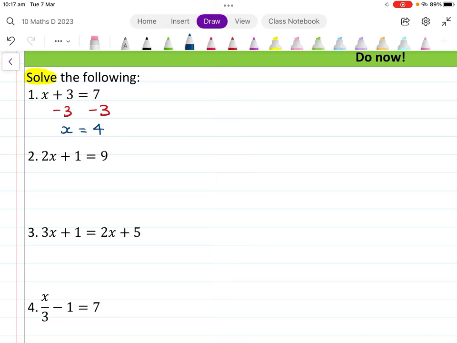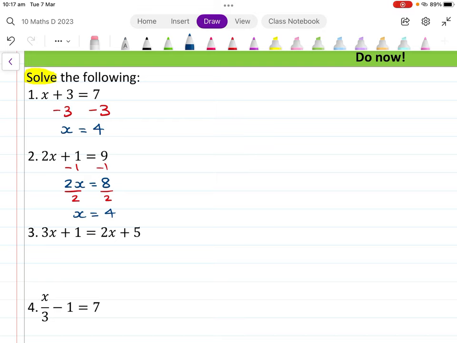For equation 2, we have 2x plus 1 equals 9. This is a two-step equation. What you should have done is minus the 1 from both sides. This leaves you with 2x equals 8, and then you should have divided the 2 from both sides, and we are left with x equals 4.